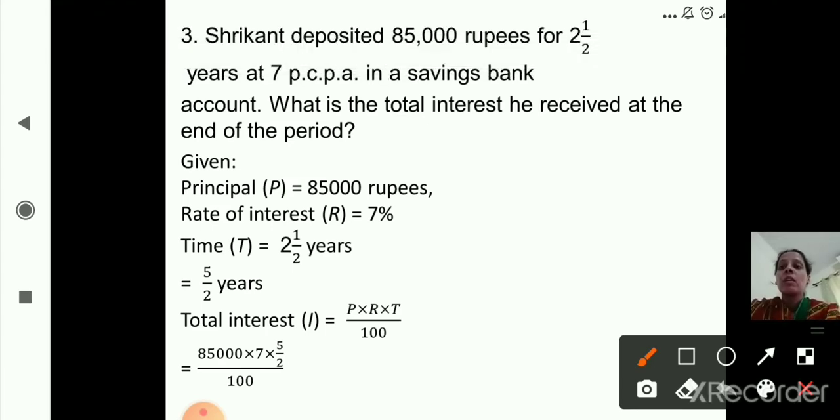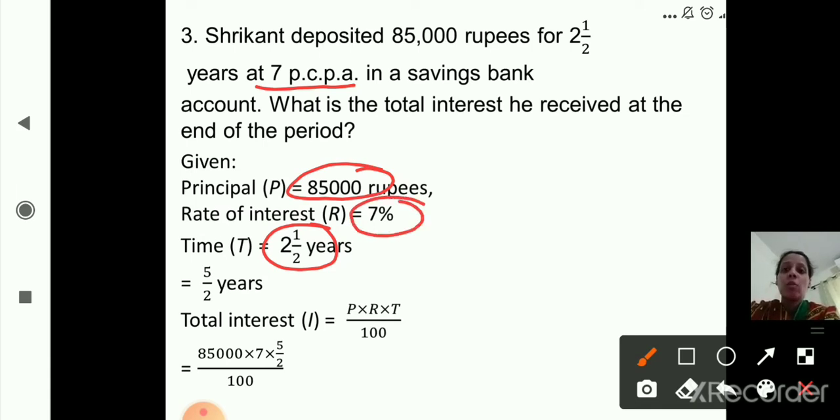So Shrikant deposited, so the total amount which is deposited or borrowed from the bank, that is what? Principal. So 85,000 is principal. So P is equal to 85,000. For 2.5 years, what is that? Time period. So T is equal to 2.5 years, and rate of interest is given 7% per annum. So rate of interest is 7%.